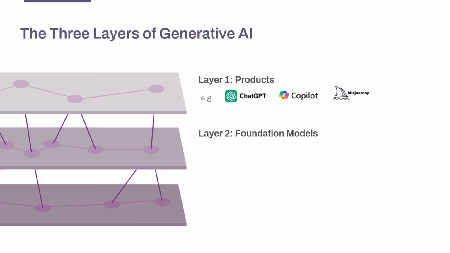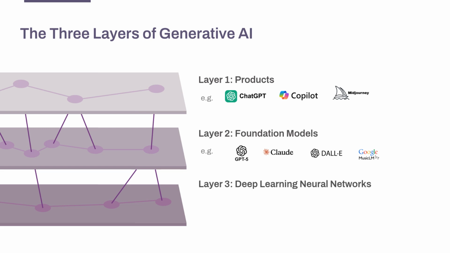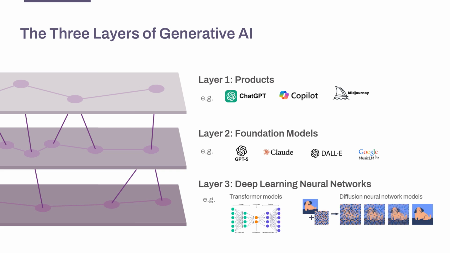Layer 2 is the foundation models. These are the powerful engines behind the products, like GPT, Claude, DALL-E, or MusicLM. They're trained on massive datasets to perform a wide range of tasks. And Layer 3 is the deep learning neural networks, the technical backbone that powers everything. These are the architectures that define how the models learn and generate content.